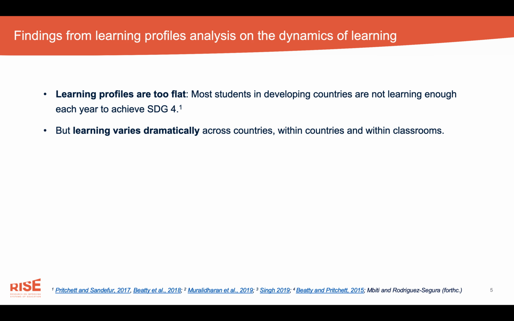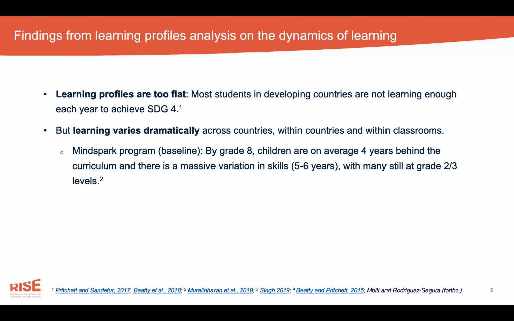Secondly, learning varies dramatically, both across and within countries, and even within a single classroom. One example of this was the Mindspark program that Karthik Muralidharan and others have done in different iterations now in India. This was a baseline from Delhi, where they found that by grade 8, children are on average already 4 years behind the curriculum. And by grade 8, there is a massive variation in skill level in a single classroom, spanning between 5 and 6 years, which means that many of the kids in grade 8 are still at a level of skill of grades 2 and 3. So they never really mastered foundational skills.